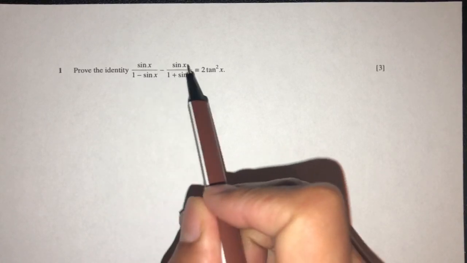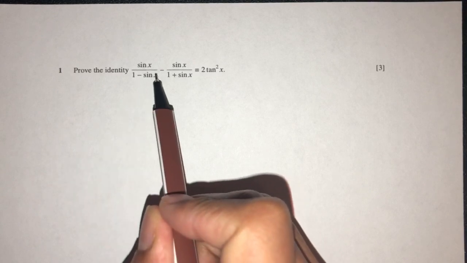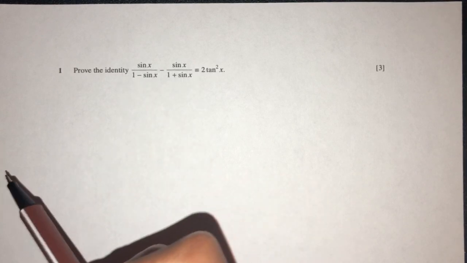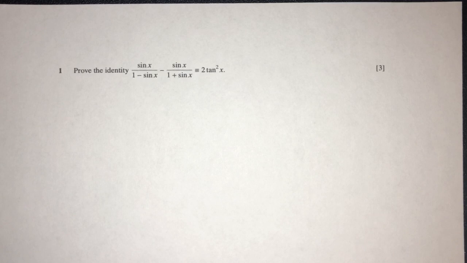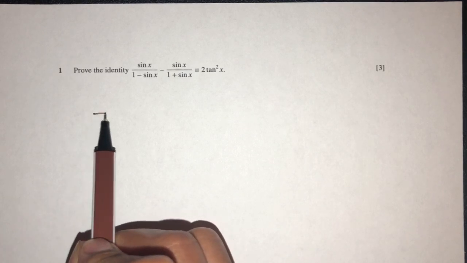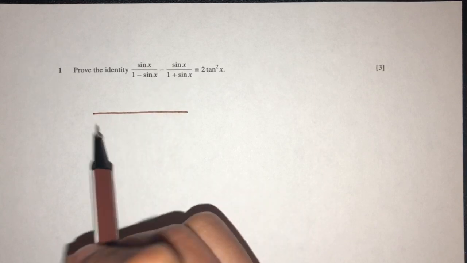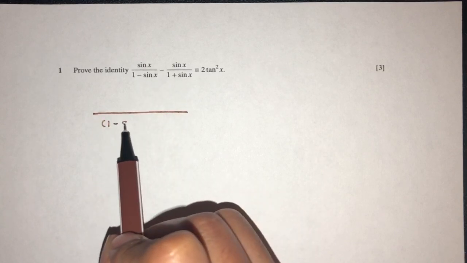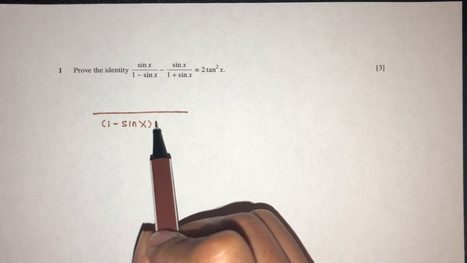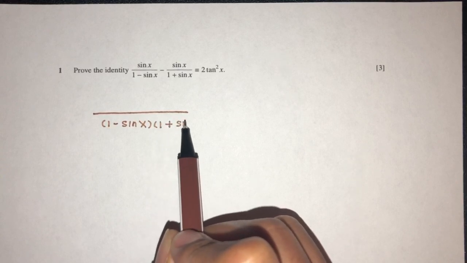So the first thing we realize here is we have a fraction minus another fraction. But here the bases, they are different. Now, whenever this happens, we have seen this many times in O-Level Math. We have to multiply them by each other. You will have 1 minus sin x times 1 plus sin x.